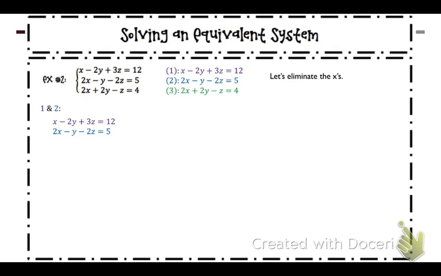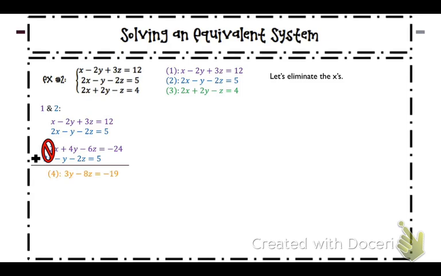I'm going to multiply the top equation by negative 2 so that x becomes a negative 2. So this becomes negative 2x plus 4y minus 6z equals negative 24. Now you add those together, those two x's cancel, you're left with 3y minus 8z equals negative 19. And we're going to call that equation number 4.